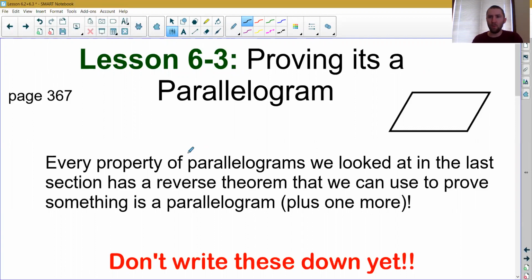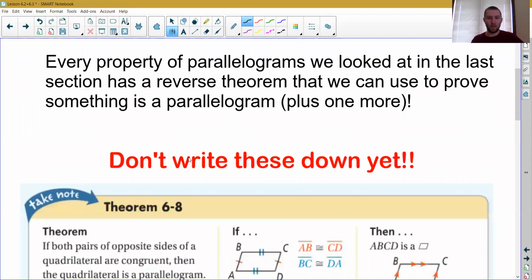So I'm going to go through the different theorems that this section has, which are all reverse versions of the properties, except for the very last one. And that is the only one that I'm actually going to have you name by its number in the book, Theorem 6-12, but we'll get to that one in a minute.